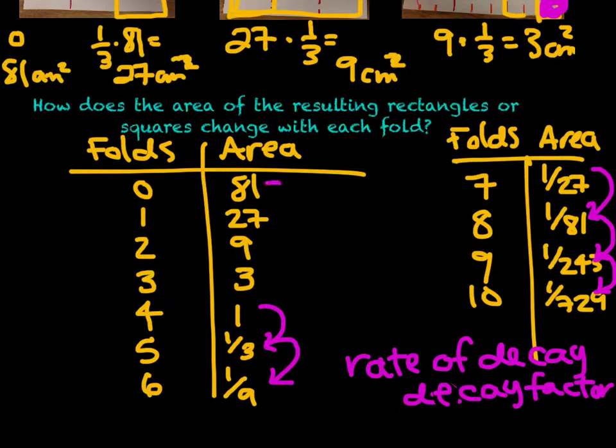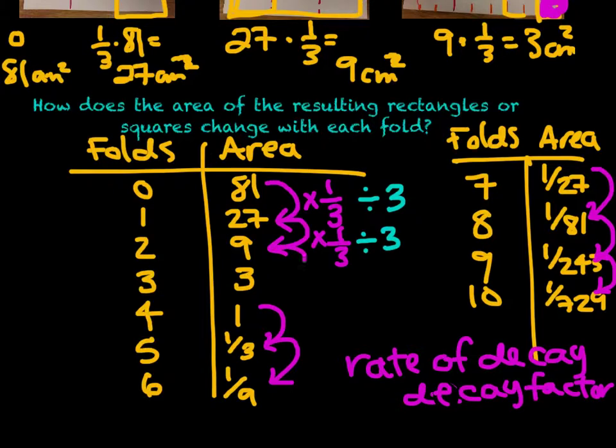So going from 81 to 27, I could multiply by 1/3, or we could look at this as dividing by 3. Now, let's see if that's the same. From 27 to 9, we could multiply by 1/3, or we could divide by 3. Same thing from 9 to 3. We could multiply by 1/3, or we could be dividing by 3. This is an either-or situation. It's not an and.